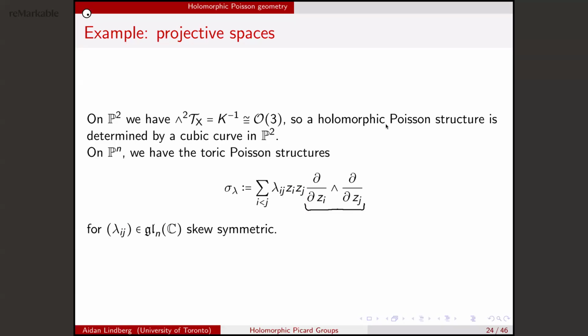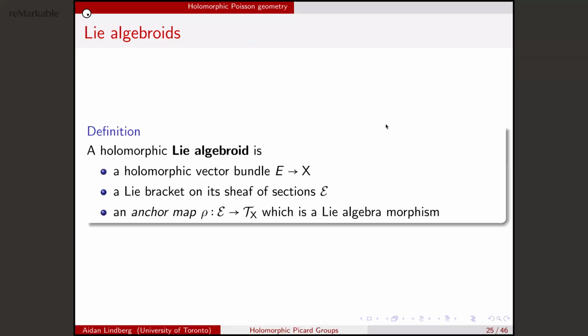Okay, so Poisson structures give examples of these things called Lie algebroids. So a Lie algebroid is something which wants to be the tangent bundle.